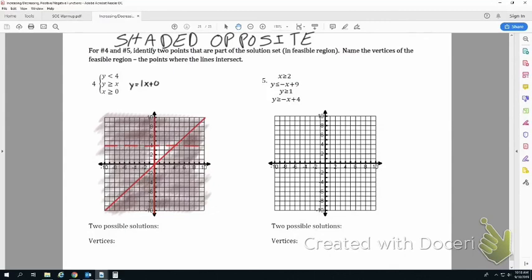So looking at that, David, what is a possible solution for this graph? 1, 2. Okay, 1, 2. Gavin, what's another one? 1, 3. 1, 3.